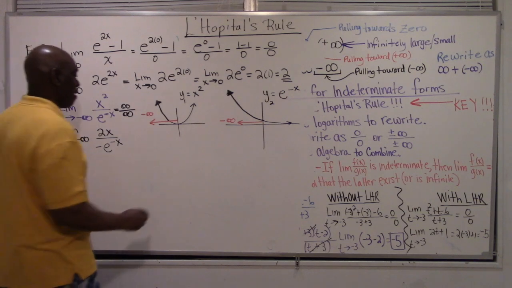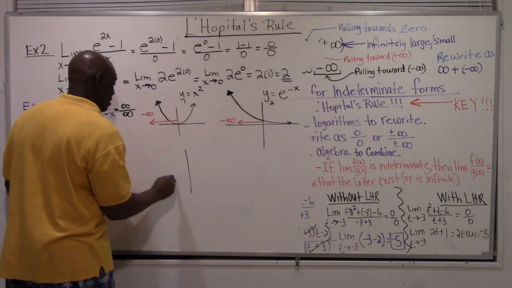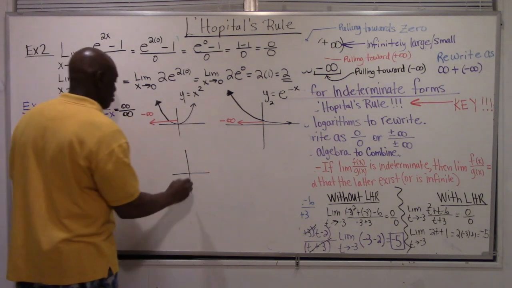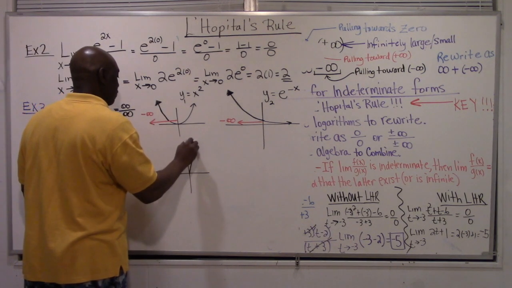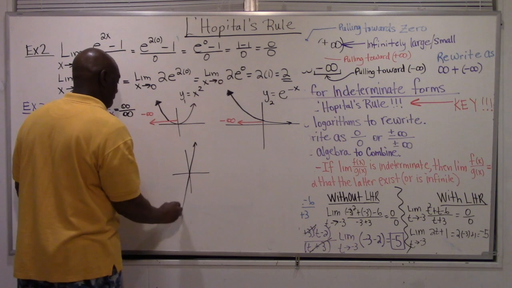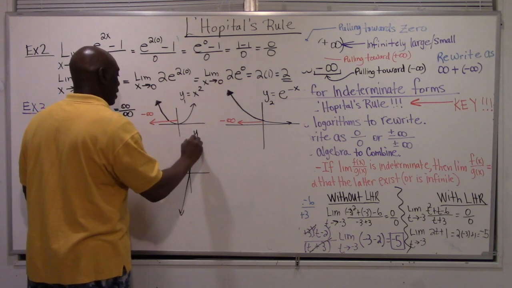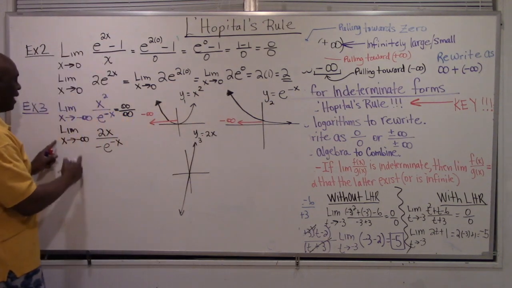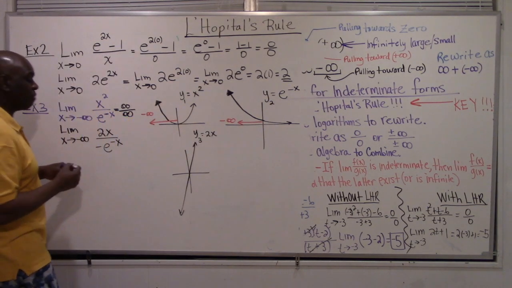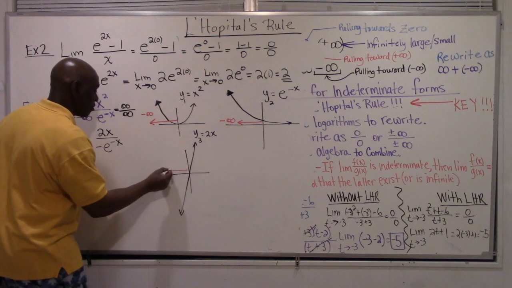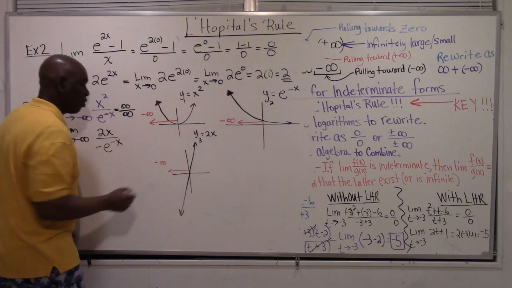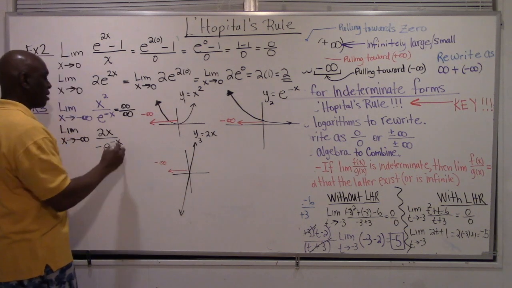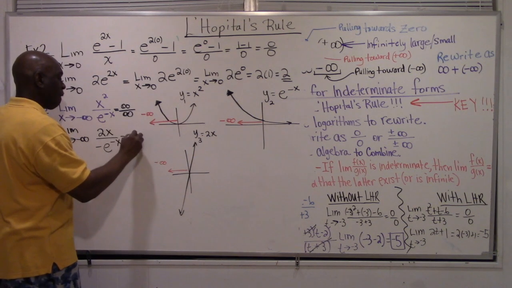What about 2x? Let's just sketch the graph of that. 2x is a linear function that looks like this. Let's call that y3 equals 2x. Now, as x goes to negative infinity, as x walks in this direction, which way is the graph going? The graph is walking downward. So that's going to negative infinity.